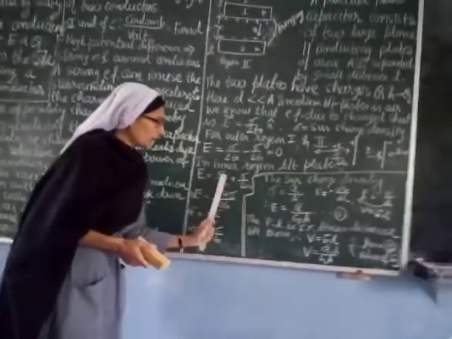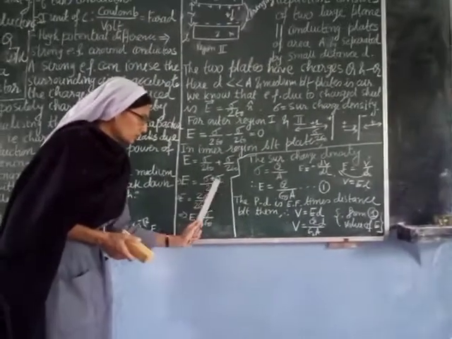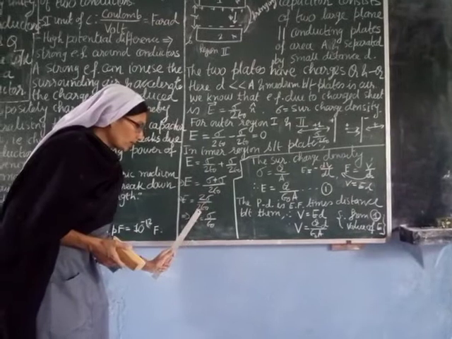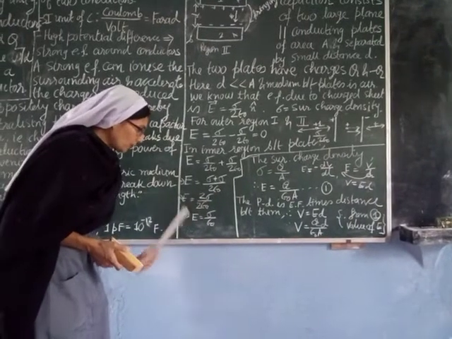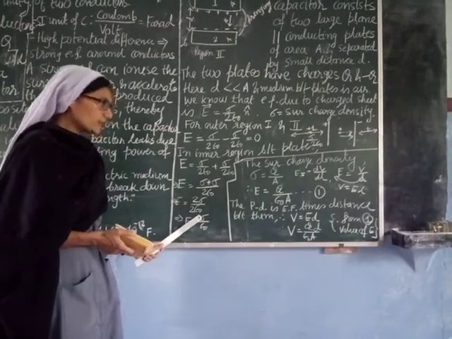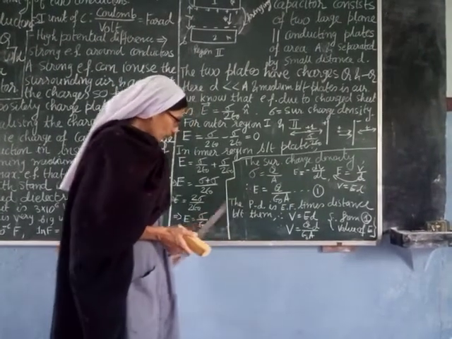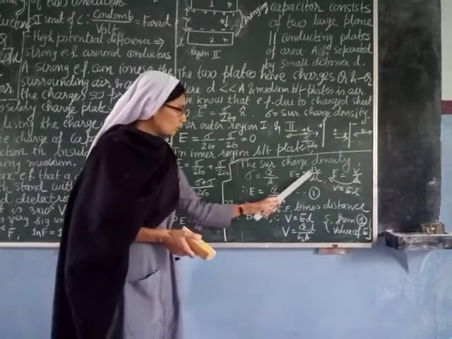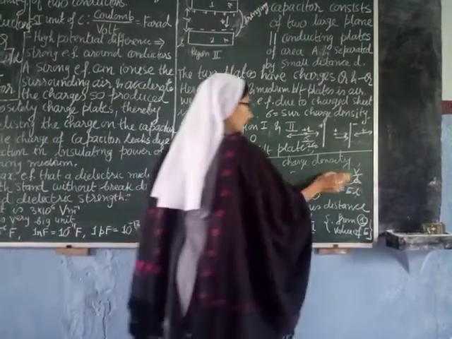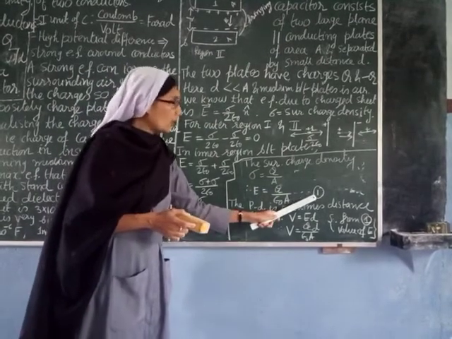Denominator is same, add up the numerator. So sigma plus sigma by 2 sigma epsilon naught. Sigma plus sigma is 2 epsilon naught divided by 2 epsilon naught, 2 cancels. So what you get is equal to sigma by epsilon naught. Sigma is the surface charge density given by Q by A. So put the value of Q by A here. So E is equal to Q by epsilon naught A. Call it number 1.